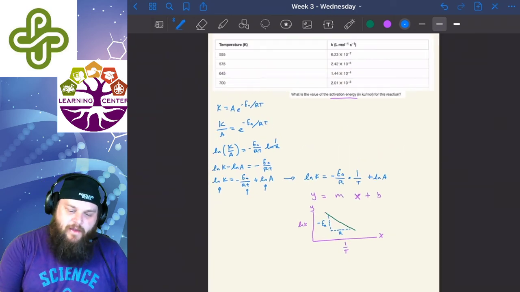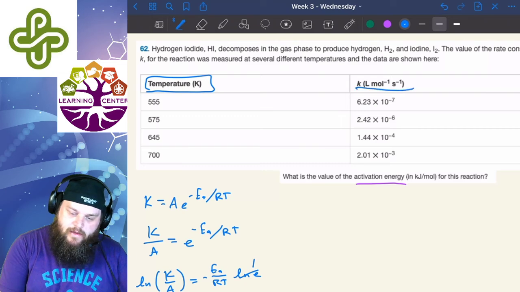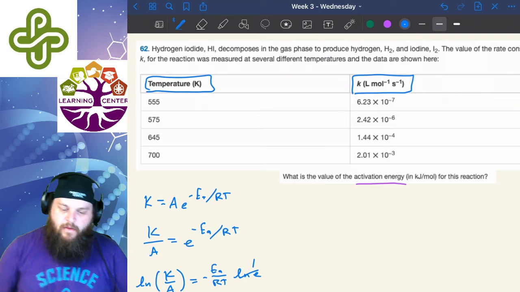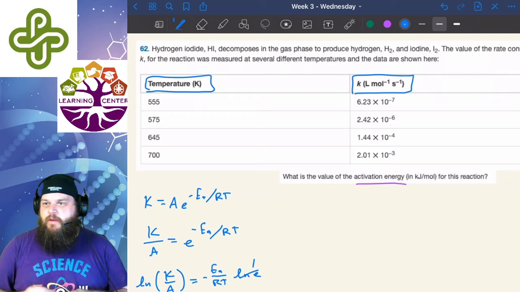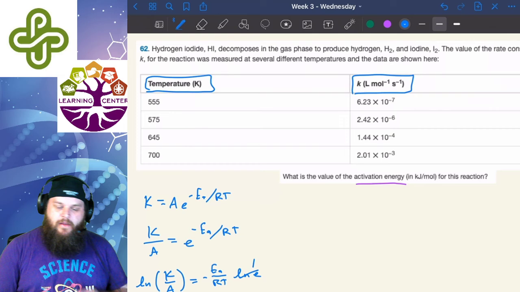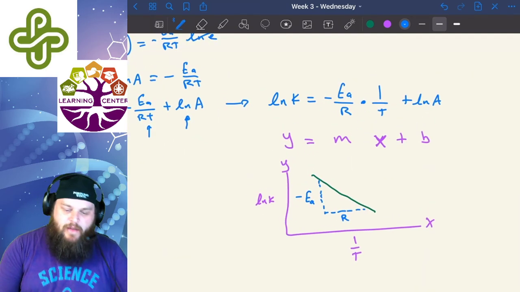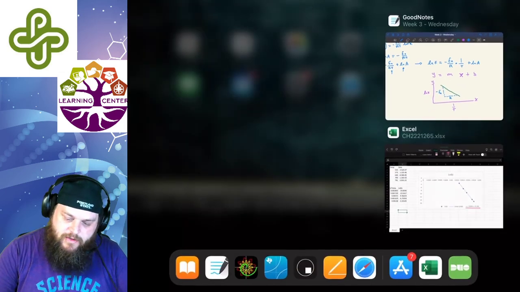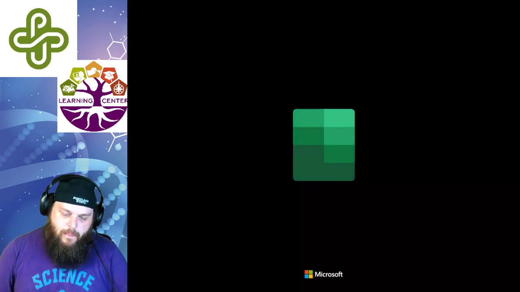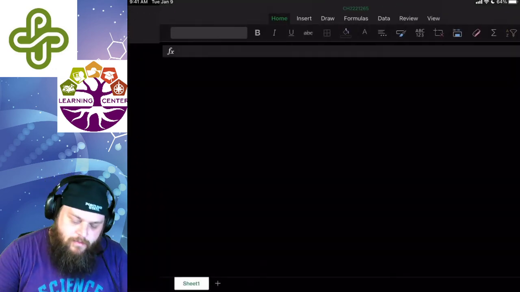So we can take these values in this table, because they're giving us the temperature in Kelvin and the k constant value, and we can put them into Excel and do a quick conversion on them. So we find the 1 over that temperature, and we find the natural log of that k value, and we can plot those values and determine that slope. So I went ahead and did that. Let's jump over and show you, assuming Excel can load for me. There it is. Okay.